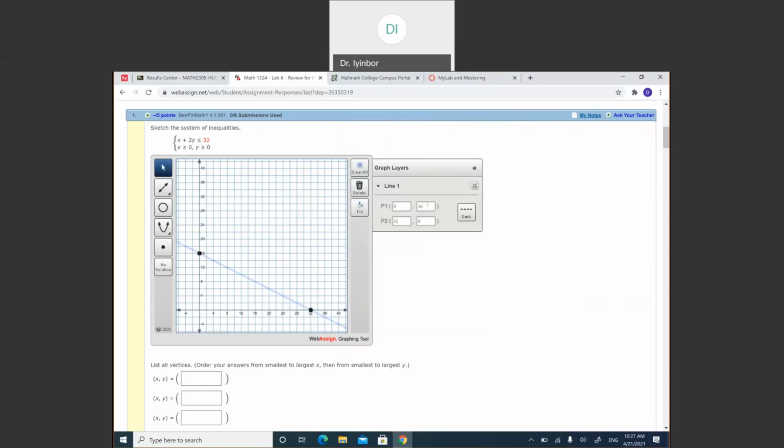Point 1 is 0, 16. Point 2 is 32, 0. And they have to be exactly like that. If you happen to click on something else in another place, you can just come here and correct it, okay? And then when you click at line 1 again, it's going to graph the line. Okay, that was the first straight line.